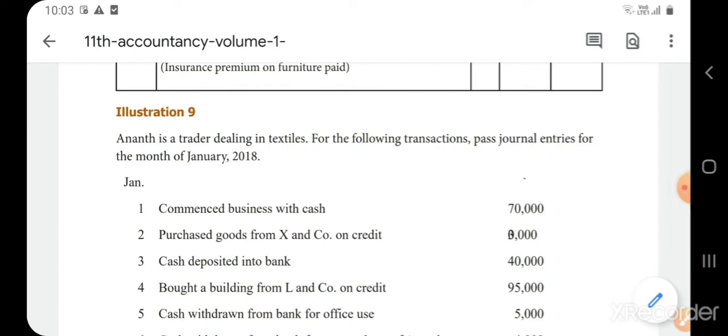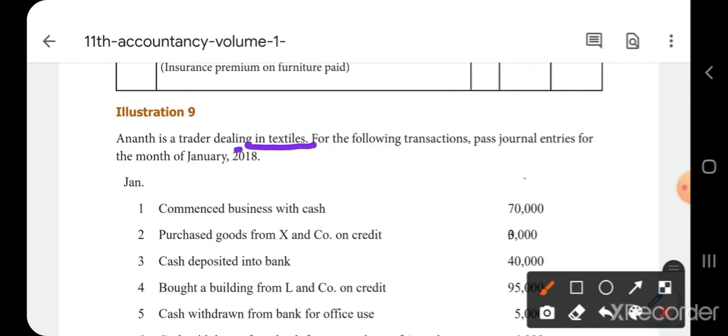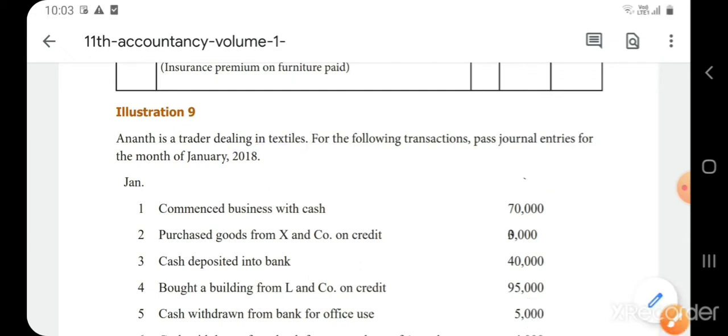Continuation of Unit 3, page number 60, illustration 9. Anand is a trader dealing in textile. So, Anand is doing what kind of business? Textile, cloth business. Okay. For the following transaction, pass journal entries for the month of January 2018. So, you will start the problem in the books of Anand, journal entries for the month of January 2018. Okay, you will write date, particulars, LF, debit and credit.